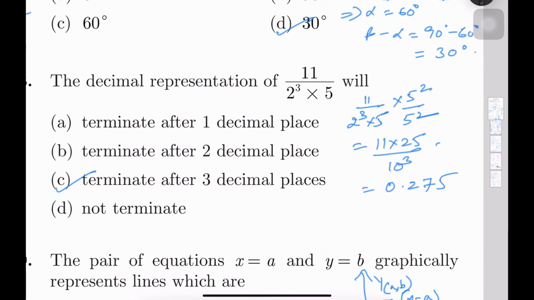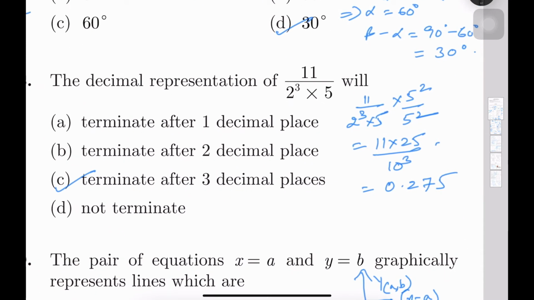Now going into the 8th one, the decimal representation of 11 by (2 cubed plus 2 cubed into 5) will be, here when will it terminate? So you know that whenever you are having in the denominator, it is of the form 2 to the power m into 5 to the power n, where m and n are non-negative integers, then we can tell that it terminates. Whatever is the decimal fraction we are having, it terminates.